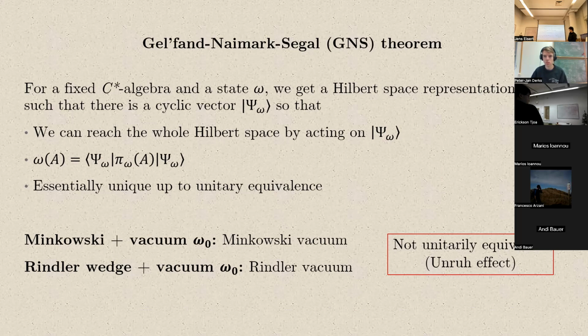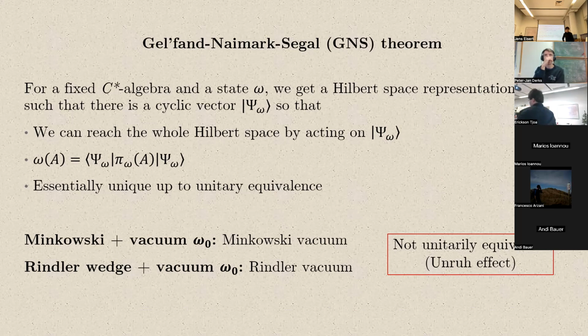Okay? The technical statement is really just that if you hand me a C-star algebra and an algebraic state, I can always construct a GNS representation, and also a preferred vector state, so that I can reach every other state in the Hilbert space by acting with some operators. So in standard quantum field theory or quantum mechanics, this would be the vacuum state, for example.